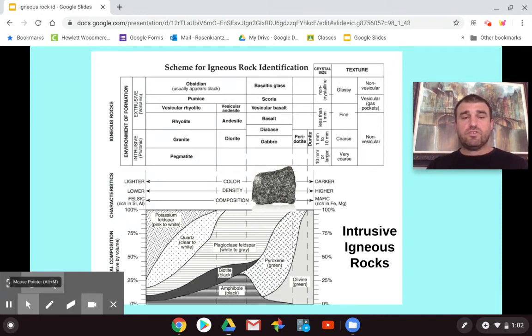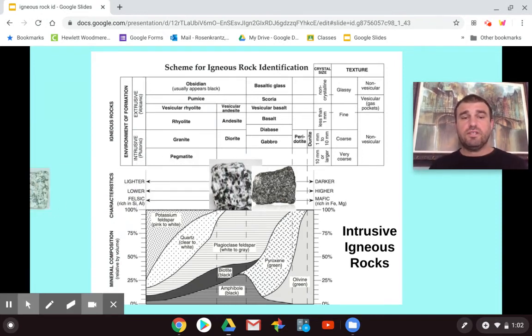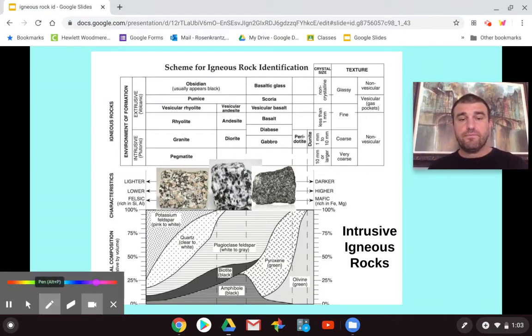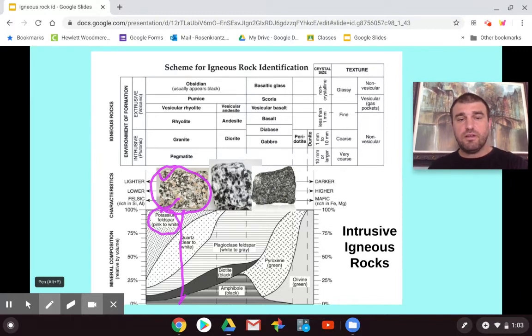So here's all three together, so you can really see the color change. So the one on the left, we show you how to use what's below it. So the pinks are your potassium feldspar. The whites are your quartz. The gray here is your plagioclase feldspar. And then the different black minerals, there's two black minerals. One's called biotite mica, and the other's called amphibole, specifically an amphibole called hornblende.